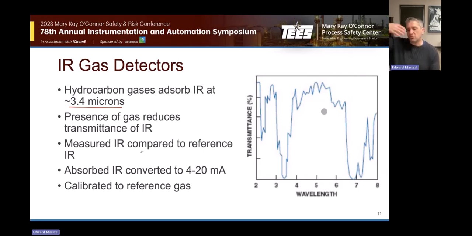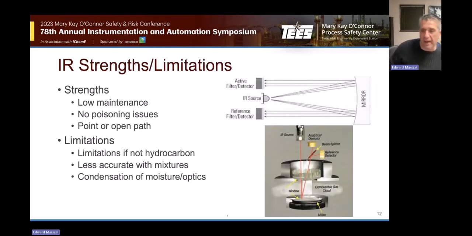But one of the strengths that we'll see of the IR gas detectors is that this does not change a whole lot over time, which means that your calibrations are going to be less frequent and less impactful because the absorption doesn't change that much over time. So let's go ahead and look again at the IR strengths and limitations.